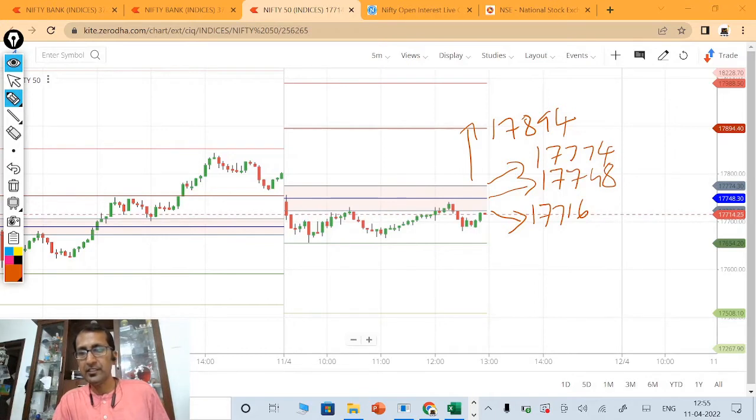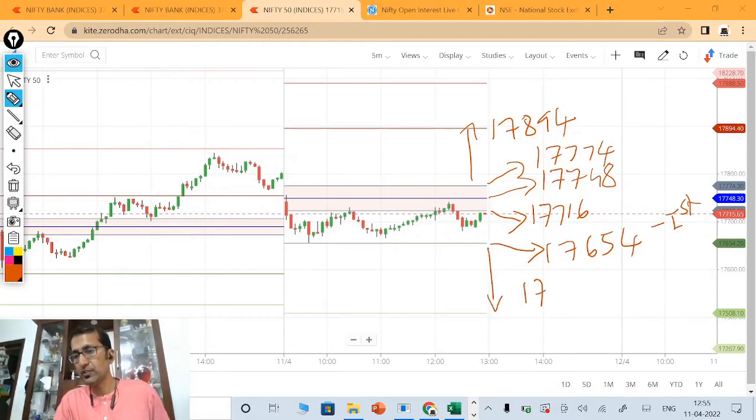If it is continuously trading below 17,716, you can place a short trade for a target of 17,654. That's the first target, and you can wait for even a second target of around 17,508. So Nifty is weak compared to Bank Nifty. Therefore it is better that you sell Nifty on every rise. Okay, so that is the Nifty for you for the day.